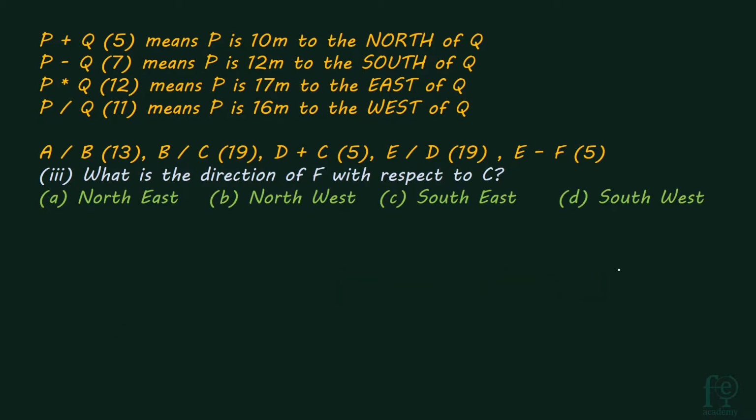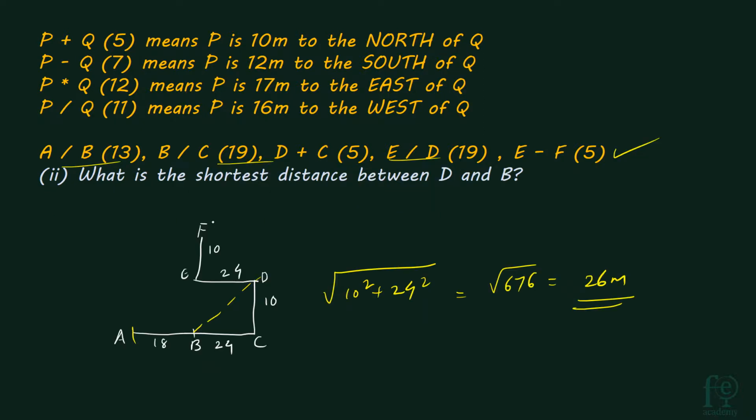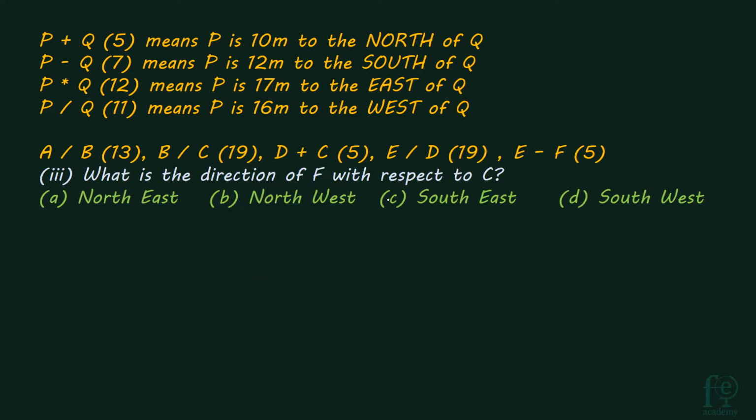So next question is, what is the direction of F with respect to C? Here you can see F is in which direction with respect to C? It will be in north and west direction. So northwest will be your answer. You can see F is north and west. So F is in the northwest direction with respect to C.